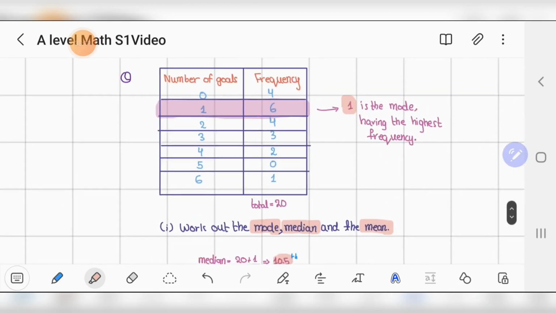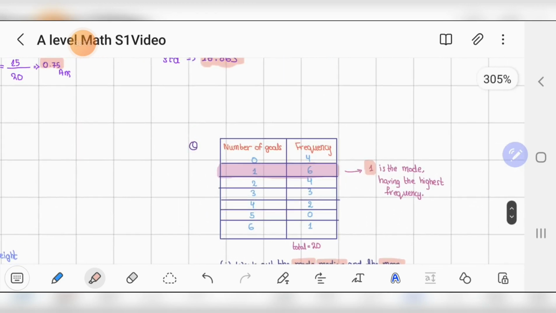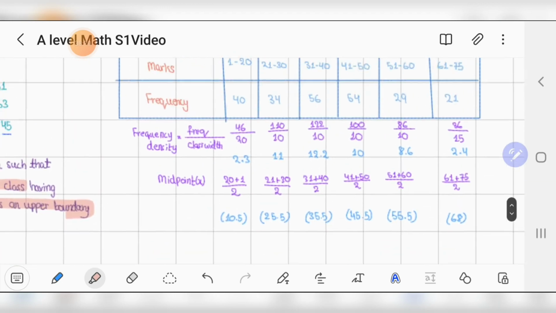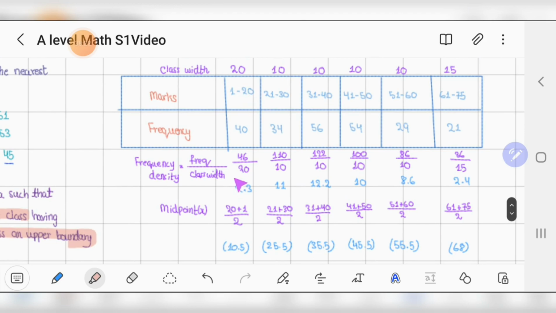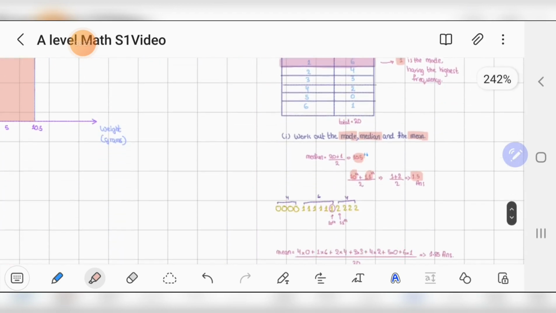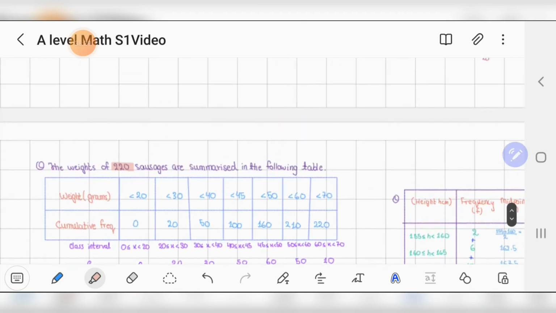This is different because we don't have the class interval. So whenever we have the class interval, we use the estimated mean, and we just take the midpoint and then multiply that midpoint by the frequency, and you will get the estimated mean. Okay. Then we have these questions.